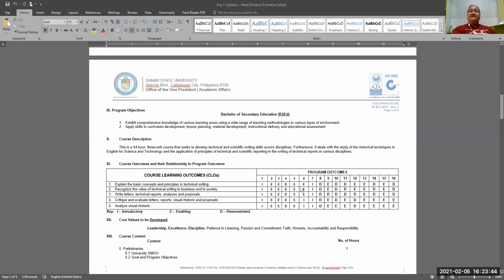At the end of this course, I expect you to be able to explain the basic concepts and principles of technical writing, and to recognize the value of technical writing, not just in your career, but in society as a whole. You should be able to write letters and technical reports, analyze, and come up with critiques of different reports and proposals. You should also be able to evaluate reports, letters, and visual rhetoric. And of course, you should be able to analyze a provided visual rhetoric.